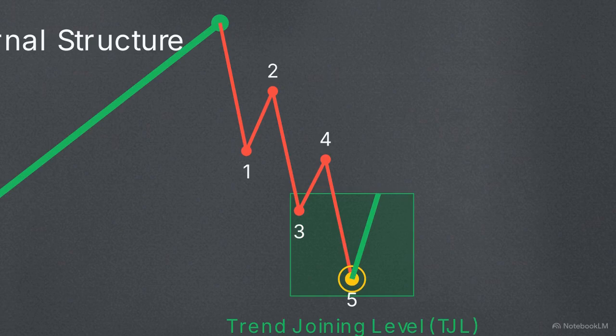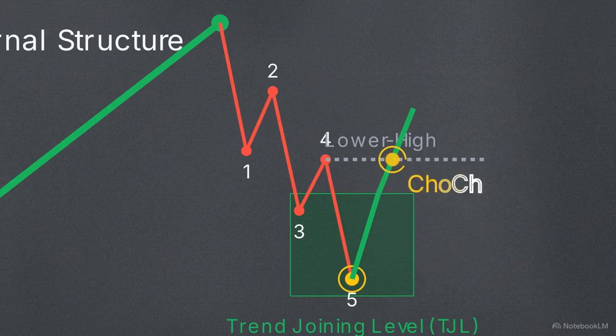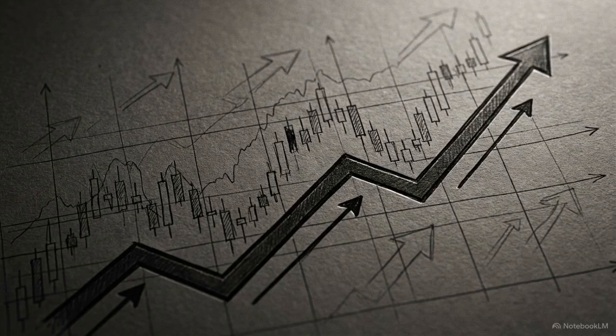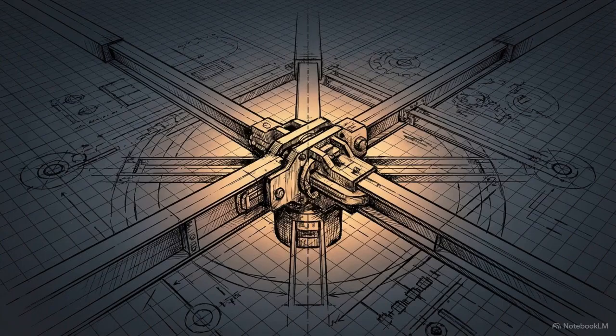A change of character, or CHOCH, signals a failure of the established structural geometry. A true CHOCH occurs when price action explicitly breaks and closes past a confirmed lower high, signaling a definitive momentum shift. Differentiating internal and external structure prevents models from being faked out by temporary noise, reserving capital for verified trend shifts. Locating institutional inefficiencies within the structural grid is the final layer of the framework.